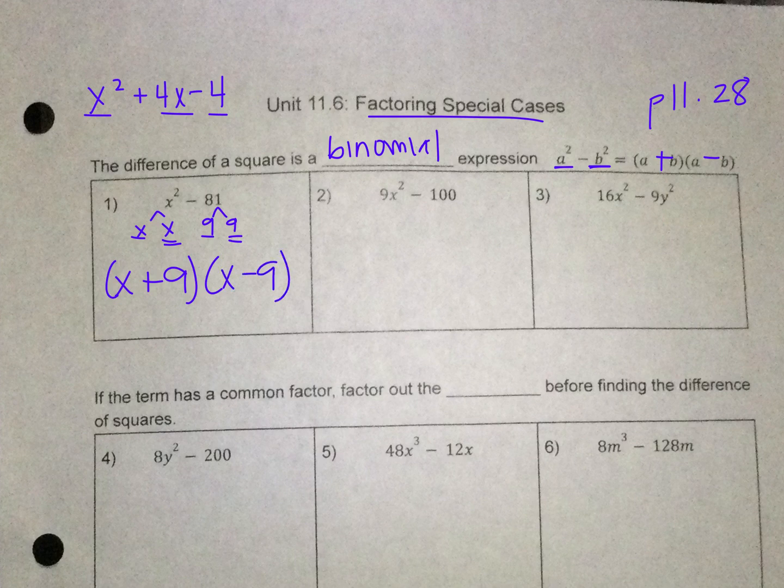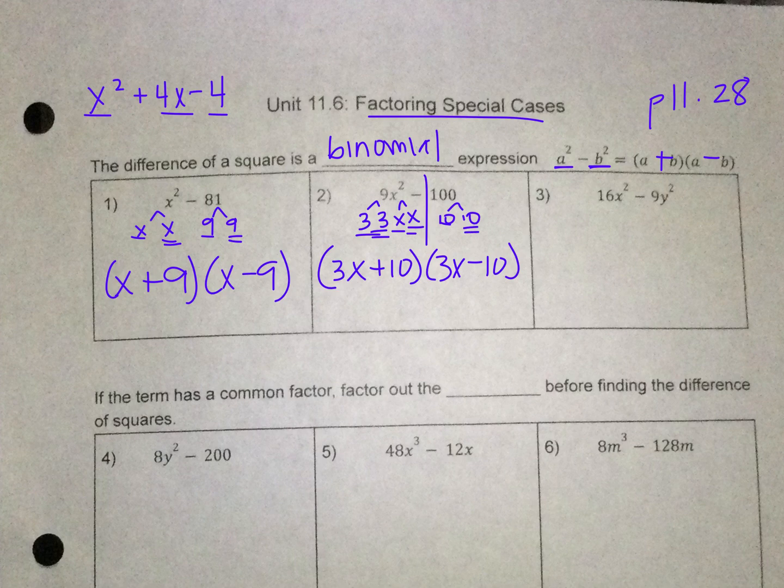Let's look at this next one. 9 breaks down into 3 and 3. That's a perfect square. X and x. And 100 breaks down into 10 and 10. So I've got these two groups. I'm going to take a 3 and an x, and I'm going to say plus 10. And then I'm going to take a 3 and an x, and I'm going to say minus 10.